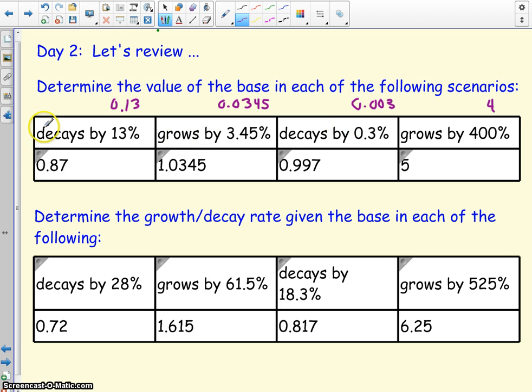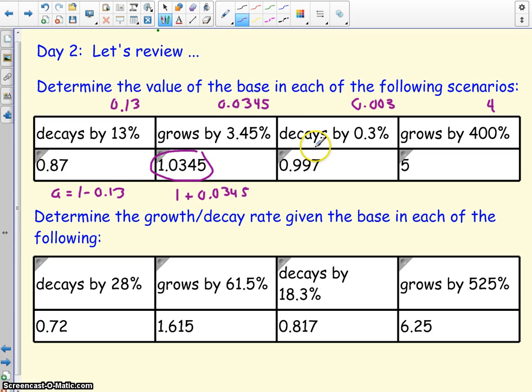Okay, so if we're decaying, we're going to subtract the value from 1. So our A value is going to be 1 minus our decay rate, 0.13. So that gives us 0.87 for the first one. Second one, we have growth. It's going to be 1 plus 0.0345, which gives us our answer right here.